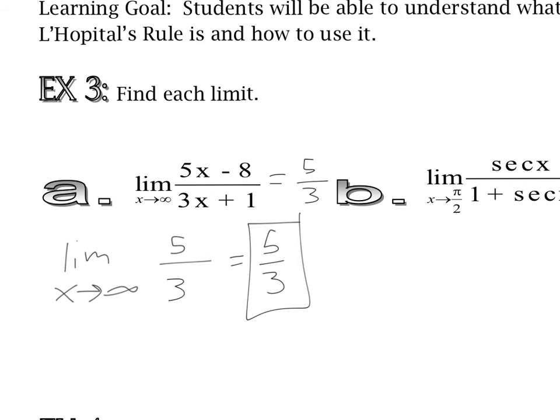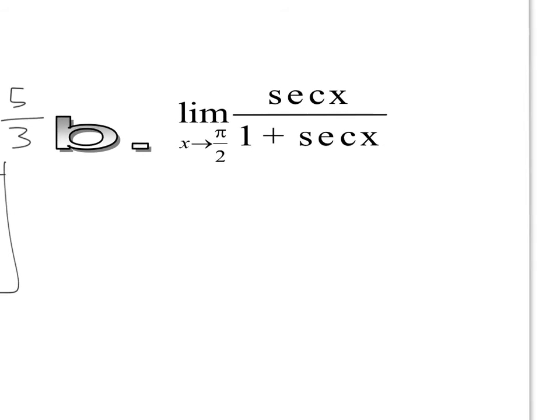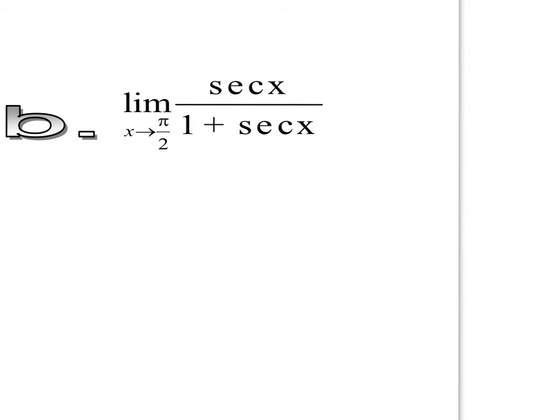Pretty cool. All right. Let's do secant x over 1 plus secant x. Let's first evaluate it. What happens if you plug in pi halves? So you would have, thinking about secant as 1 over cosine, 1 over cosine of pi halves over 1 plus 1 over cosine of pi halves.